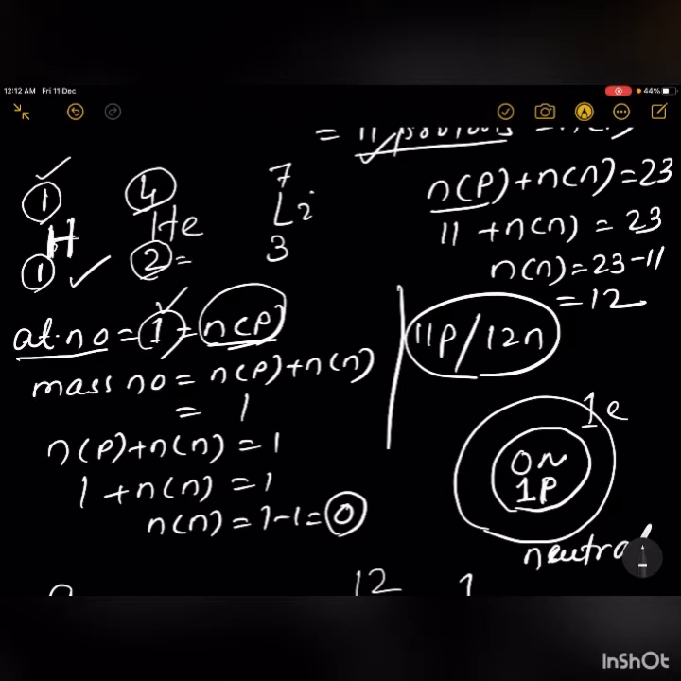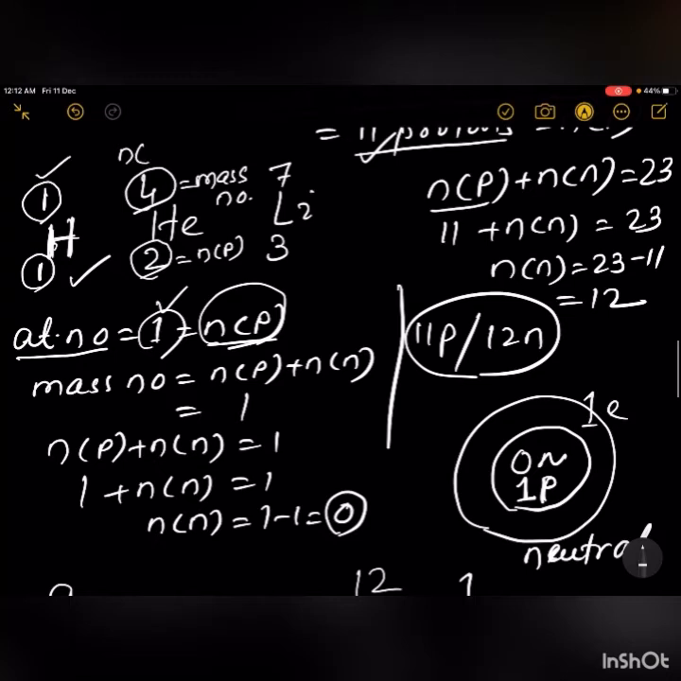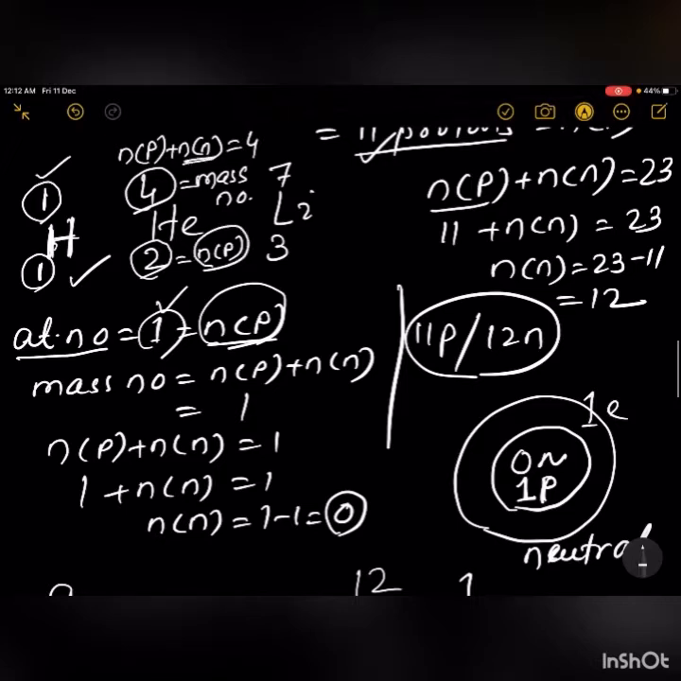In case of helium, atomic number is 2, mass number is 4. 2 means the number of protons is equal to 2. 4 is the mass number. Mass number is equal to number of protons plus number of neutrons, which is equal to 4. As there are 2 protons, the number of neutrons can be found to be 2.